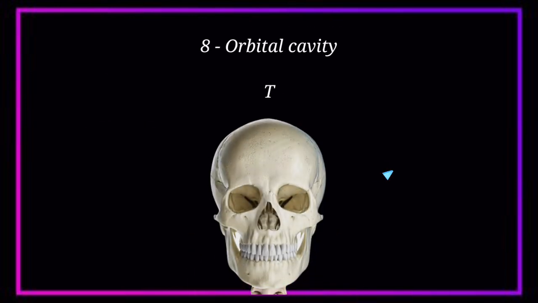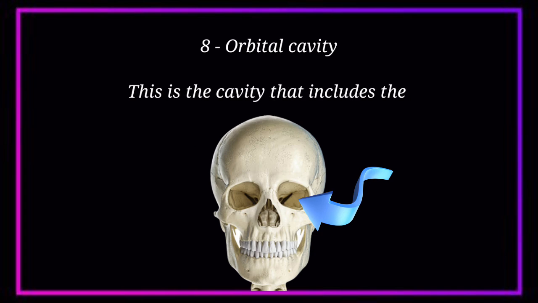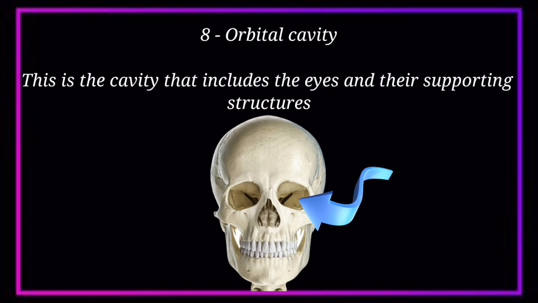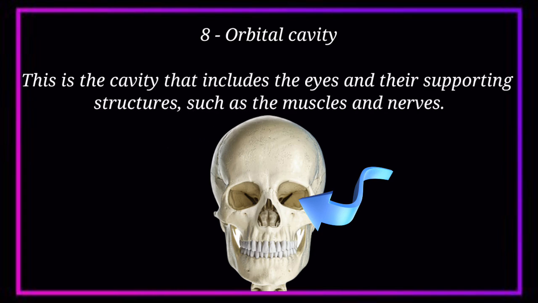Number 8. Orbital cavity. This is the cavity that includes the eyes and their supporting structures, such as the muscles and nerves.